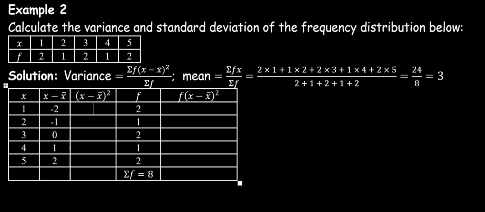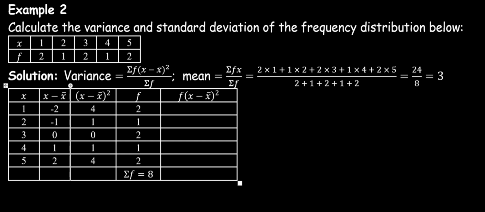Next, we square the values. And as you all know, in mathematics, anything squared, whether it's minus or plus, the value becomes positive. So this time around, minus 2 squared is plus 4. Minus 1 squared is plus 1. 0 squared is 0. 1 squared is 1. 2 squared is 4. The next column is the column after the frequency, which is the frequency multiplying the value we got when we squared the differences.